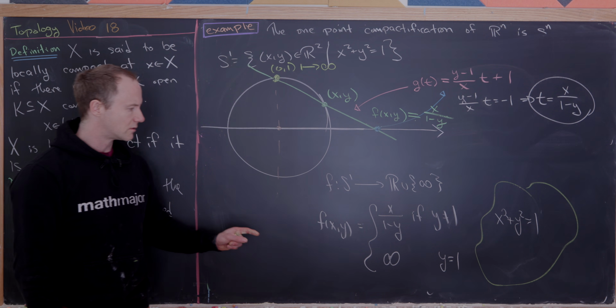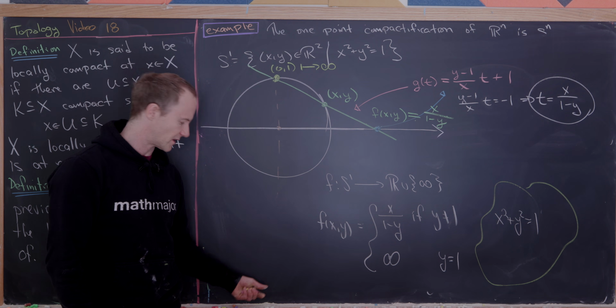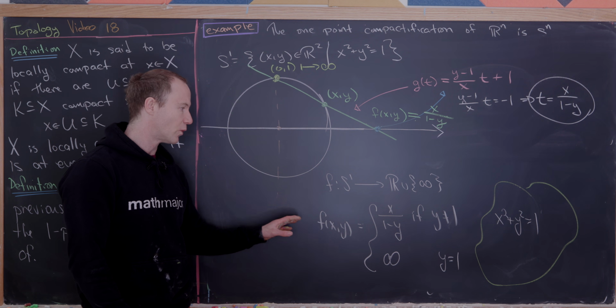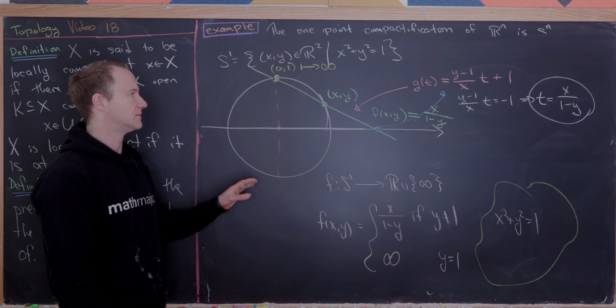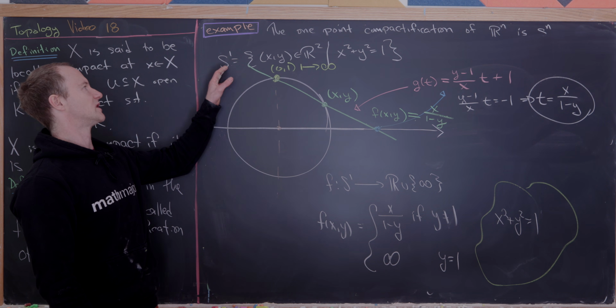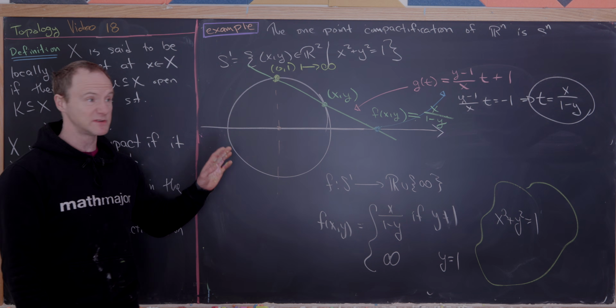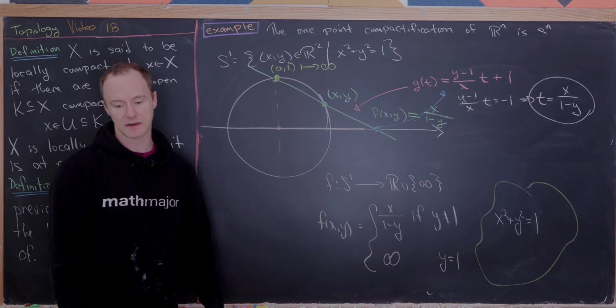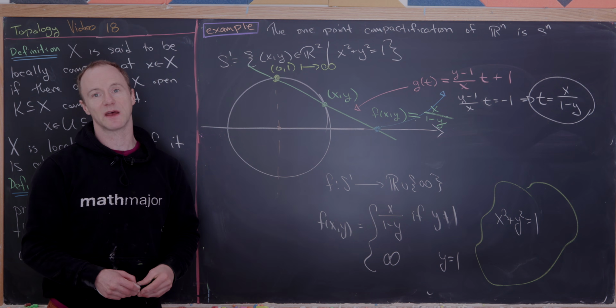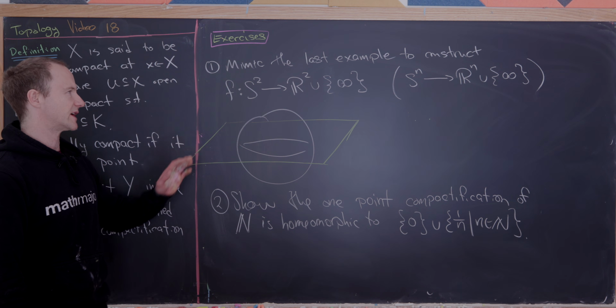Okay, so now we've got this formula. Maybe you could, if you wanted to, prove that this defines a homeomorphism, where the topology we take on S1 is the subspace topology, where S1 is a subspace of the plane. Okay, so now I'm going to leave you with some exercises. All right, so here are two exercises.